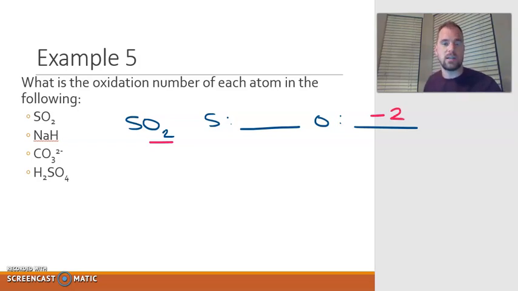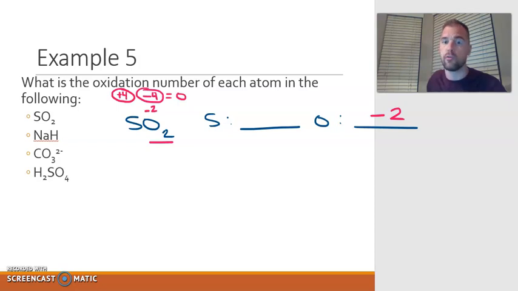So now what's the oxidation number for sulfur? We need to do a little math to figure out what it is. Oxygen is -2, but you've got two of them. So total, it's -4, right? Between the two of them. Well, whatever the total is for sulfur, plus the -4 total for oxygen has to equal 0 because SO2 is a neutral compound. So what plus -4 is going to give you 0? The answer to that is +4.